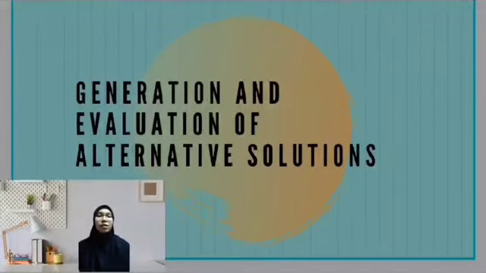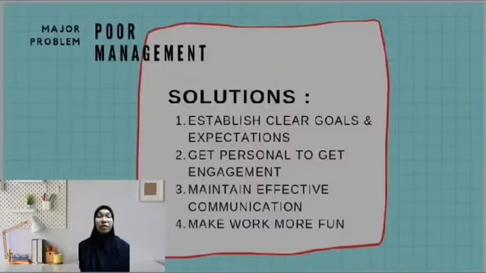So based on this case study, my friend before had detected 3 major problems that needed various types of solutions. So for the first major problem, which is poor management, I have listed 5 different solutions that I think can help to overcome this problem. For the first one is establish clear goals and expectation.